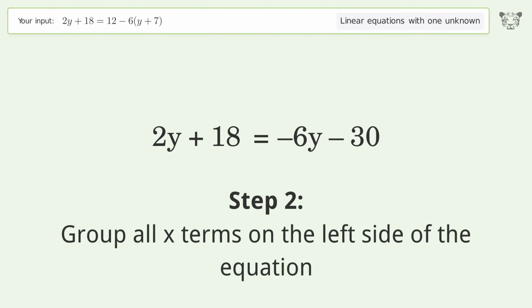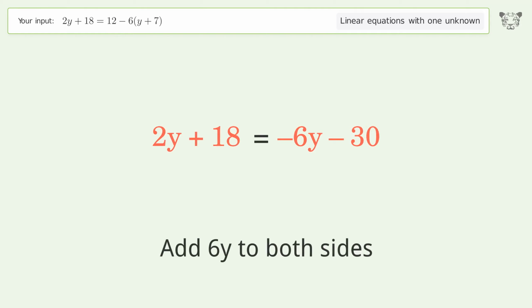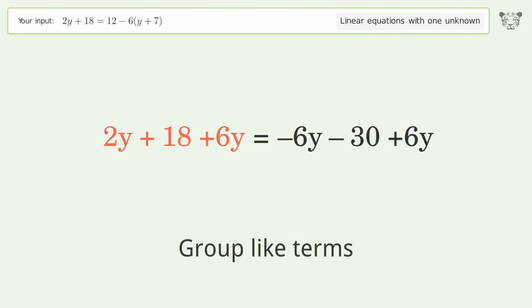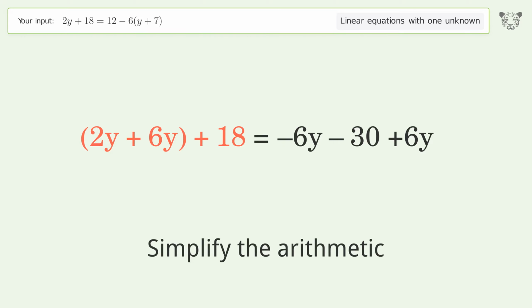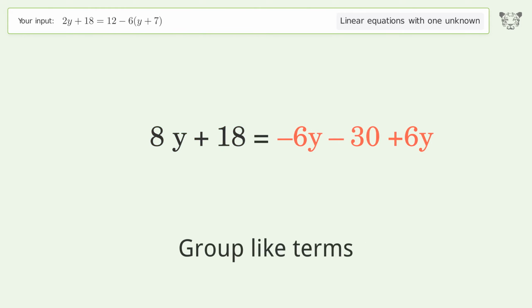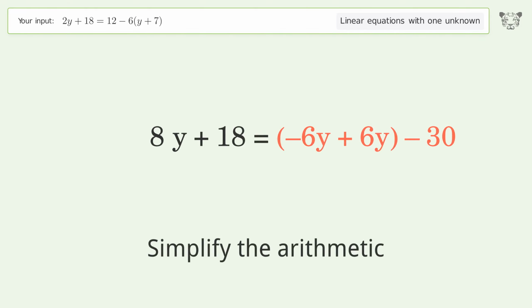Group all x terms on the left side of the equation. Add 6y to both sides. Group like terms. Simplify the arithmetic. Group like terms. Simplify the arithmetic.